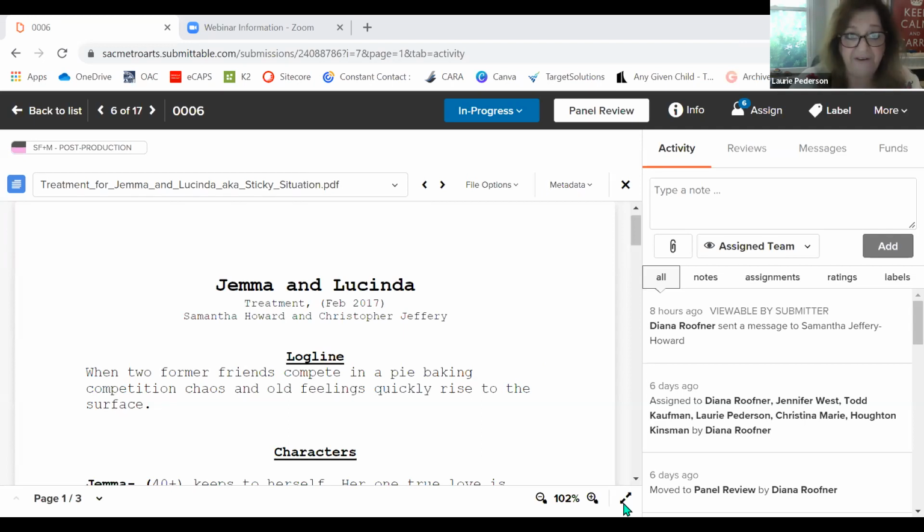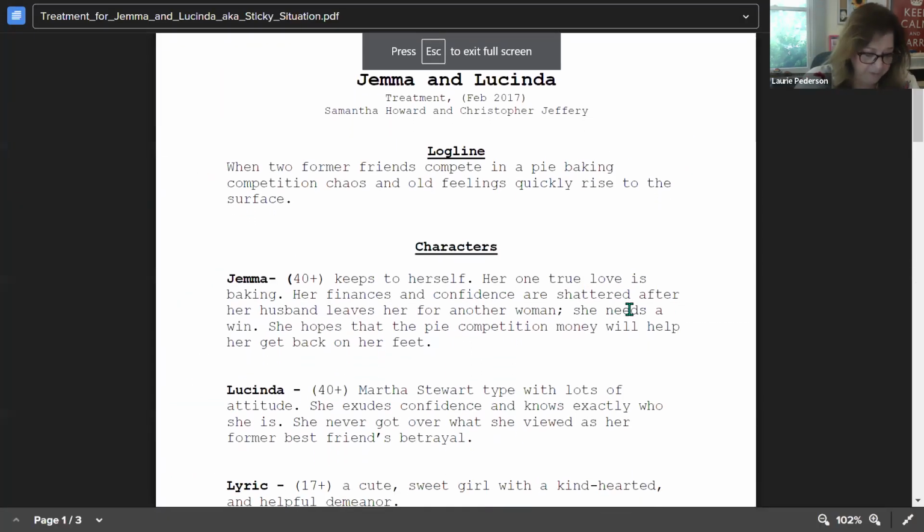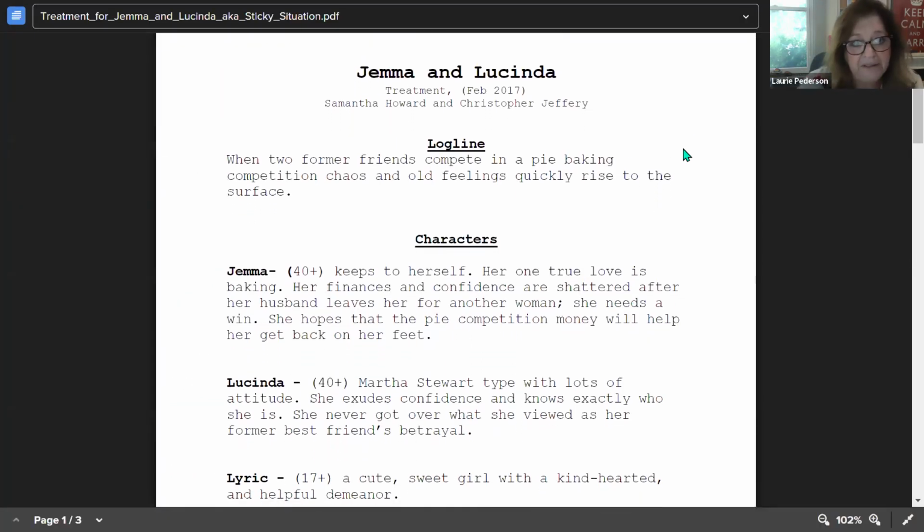It's not a real easy way to toggle back and forth. So number 6, the film name was Gemma and Lucinda. It's a short film, and they've applied for post funds under 100,000. They're budgeted for 15,400.